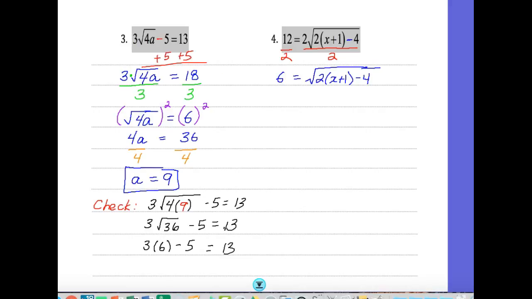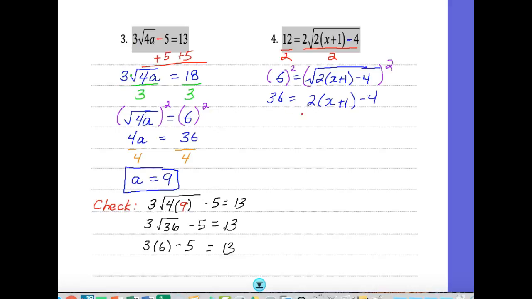Now we just have the radical, so guess what we're going to do now? We're going to square both sides. That's how we undo a square root. So we square both sides, and then we're left with 36 is equal to 2 times the quantity x plus 1 minus 4. We've got to get to that x.